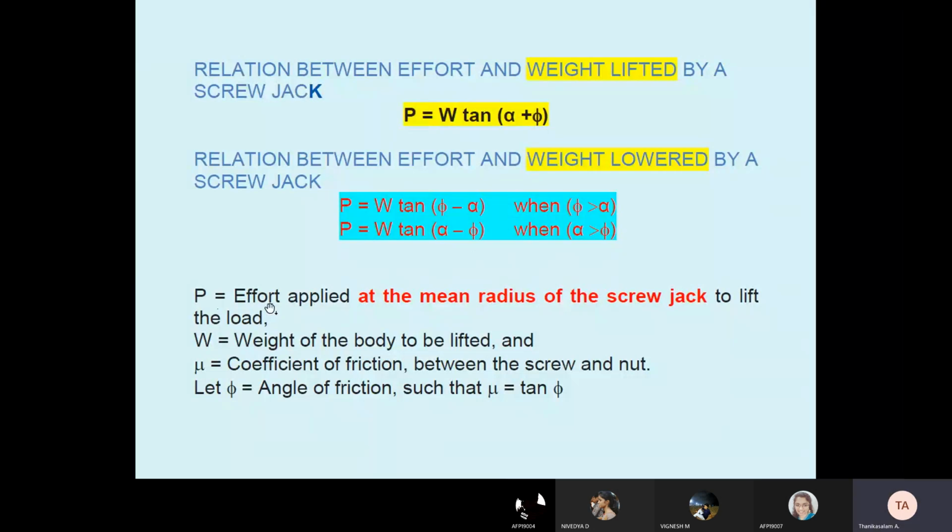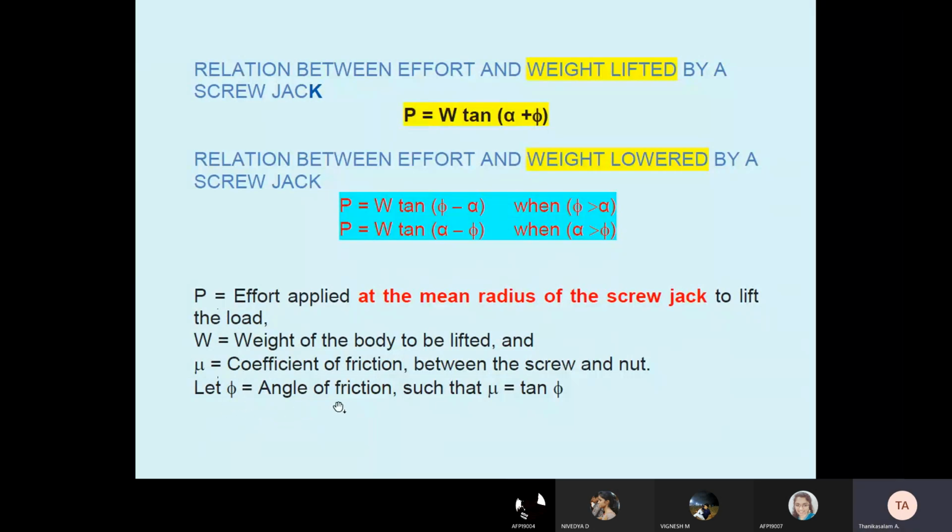Here P equal to effort applied at the mean radius of the screw jack to lift the load. Capital W, weight of the body to be lifted or lowered. Mu equal to coefficient of friction between screw and nut. Phi equal to angle of friction.